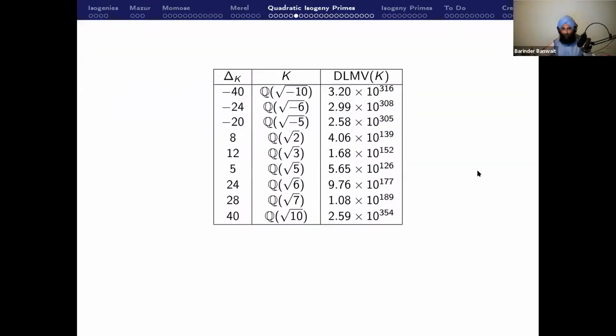So I ran this for some small number fields, and I was dismayed to get these kinds of numbers coming up, because this put the whole method into disrepute, really. There's no way you're ever going to be able to check all primes up to 10 to the 308. That's just not going to happen. So I thought, okay, we need to improve this bound.